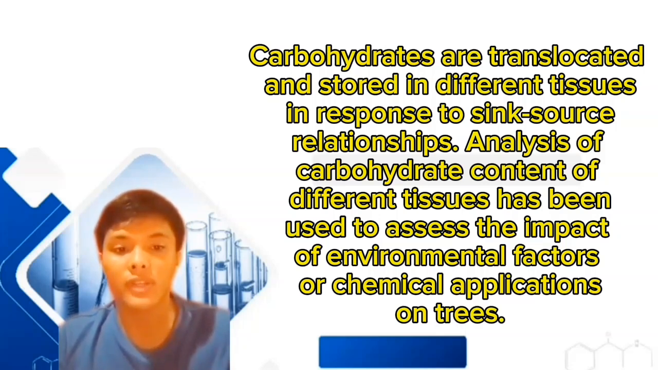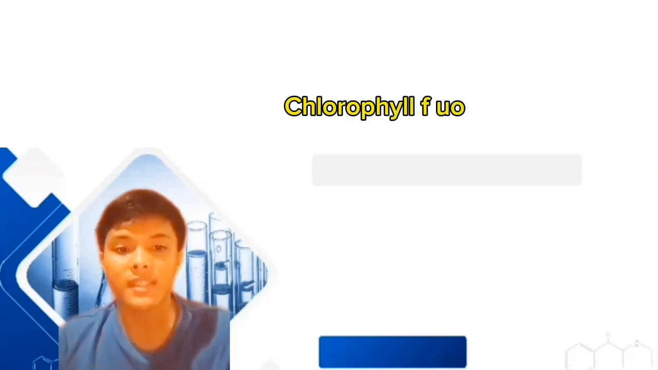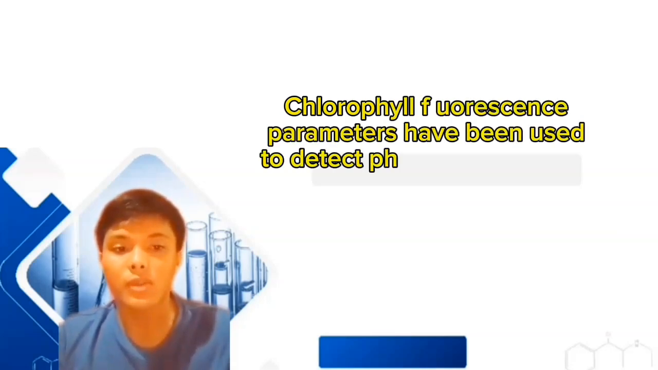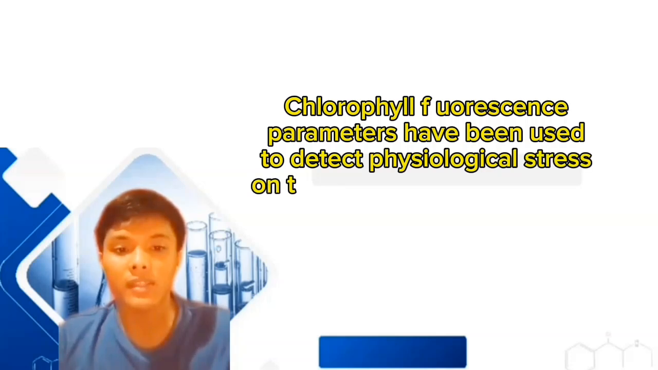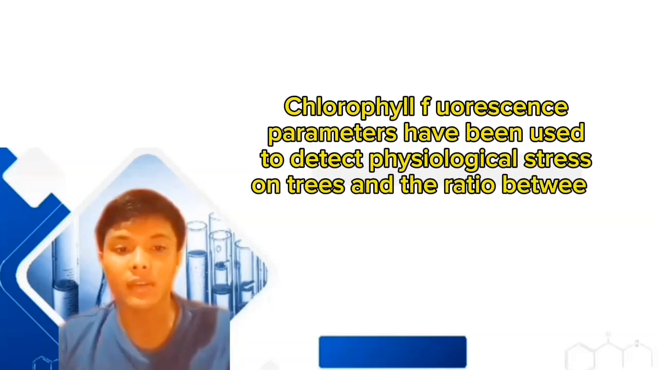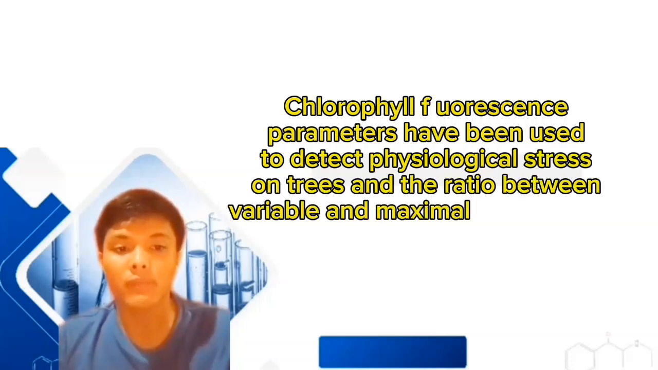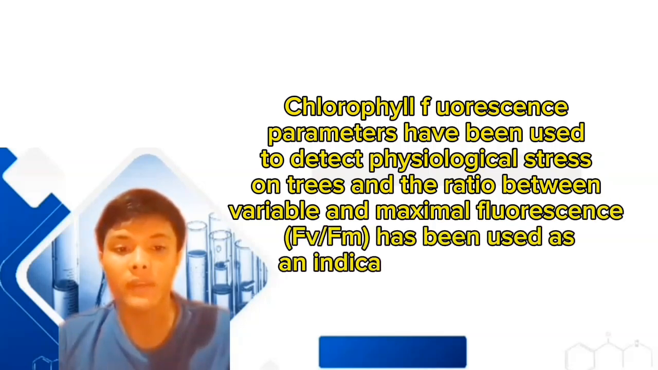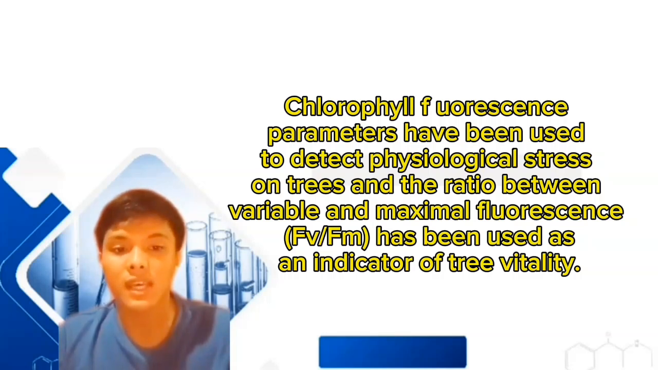Chlorophyll fluorescence parameters have been used to detect biological stress, and the ratio between variable and maximal fluorescence, Fv/Fm, has been used as an indicator of tree vitality.